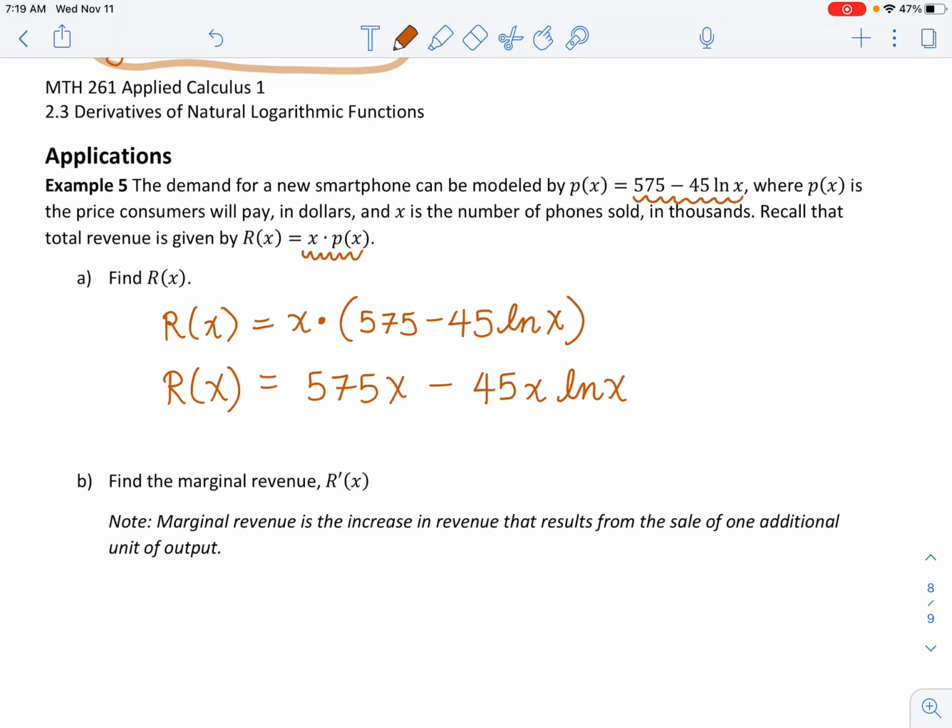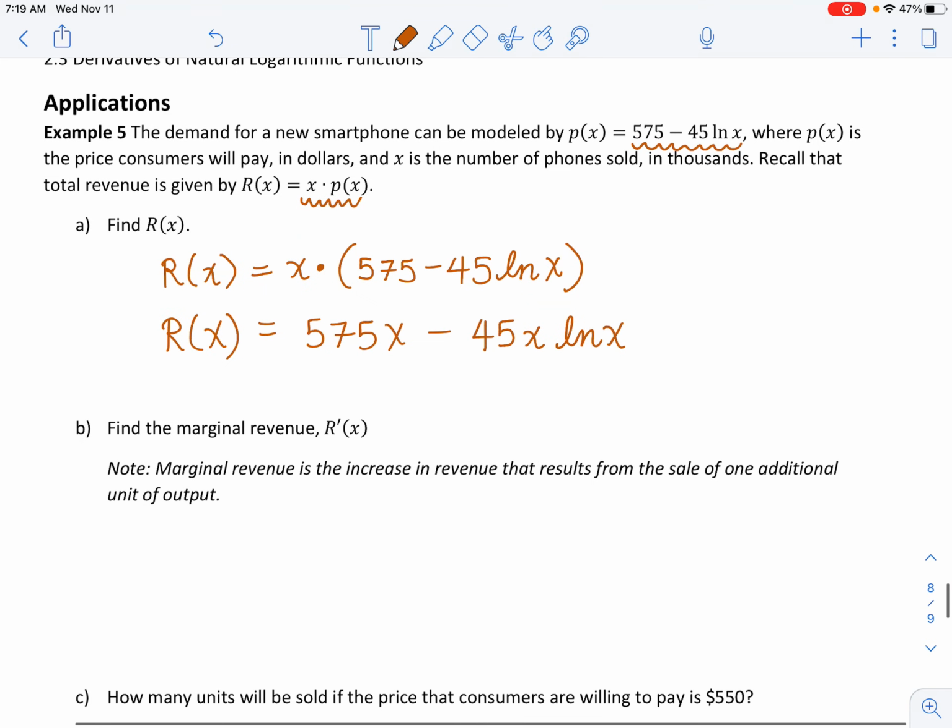Now they want you to find the marginal revenue, R prime of x. Marginal revenue is the increase in revenue that results from the sale of one additional unit of output. So if they sell one more phone, what is going to be the increase in revenue? So let's go ahead and find R prime of x first, and we may be able to use that to answer part C.